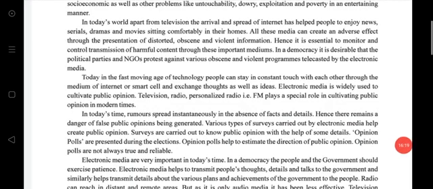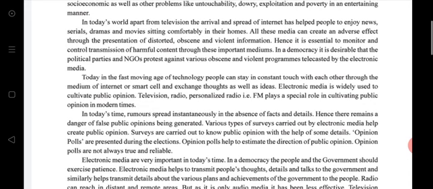All these media can create an adverse effect through the presentation of distorted, obscene, and violent information. Hence, it is essential to monitor and control transmission of harmful content through these important mediums. Like we have already seen in movies, if a movie has a scene with drugs or smoking, then a small instruction is given that it is harmful for health, right? So this type of content is seen in movies and other shows.